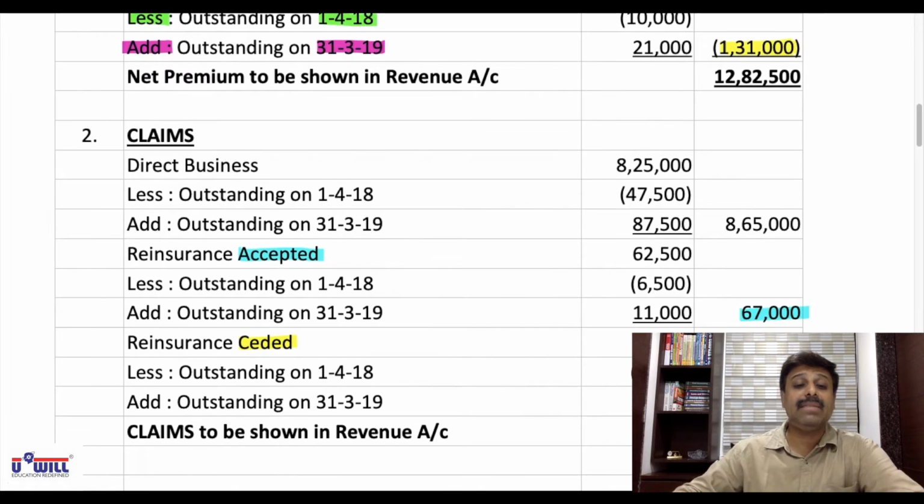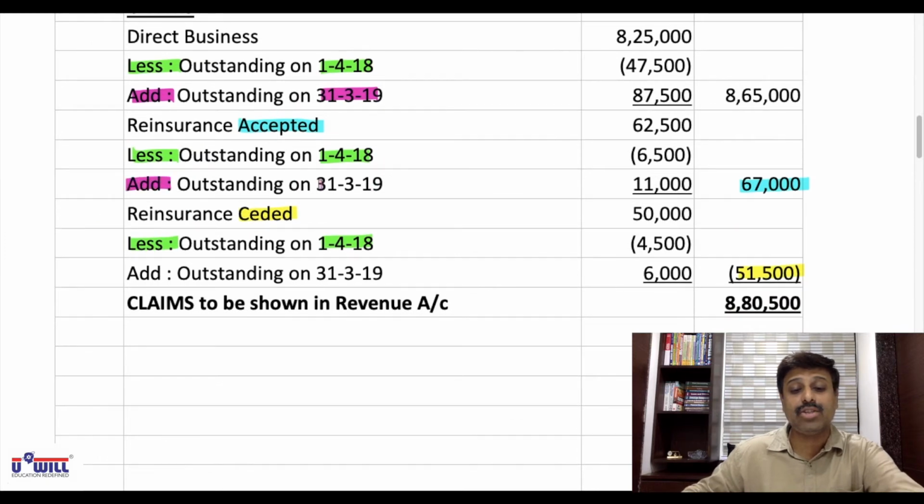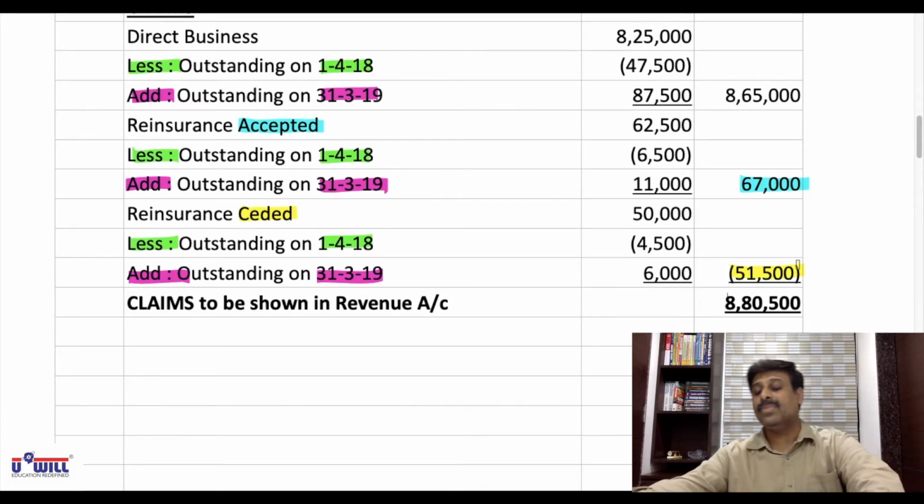Again, exactly the same thing, understand it properly. Everywhere, whatever is the amount of opening outstanding we will minus, within direct and reinsurance both, and whatever is the amount of closing outstanding we will plus in direct as well as reinsurance business. Then finally, whatever is the amount of reinsurance accepted we have to add, and whatever is the amount of reinsurance ceded we have to minus.